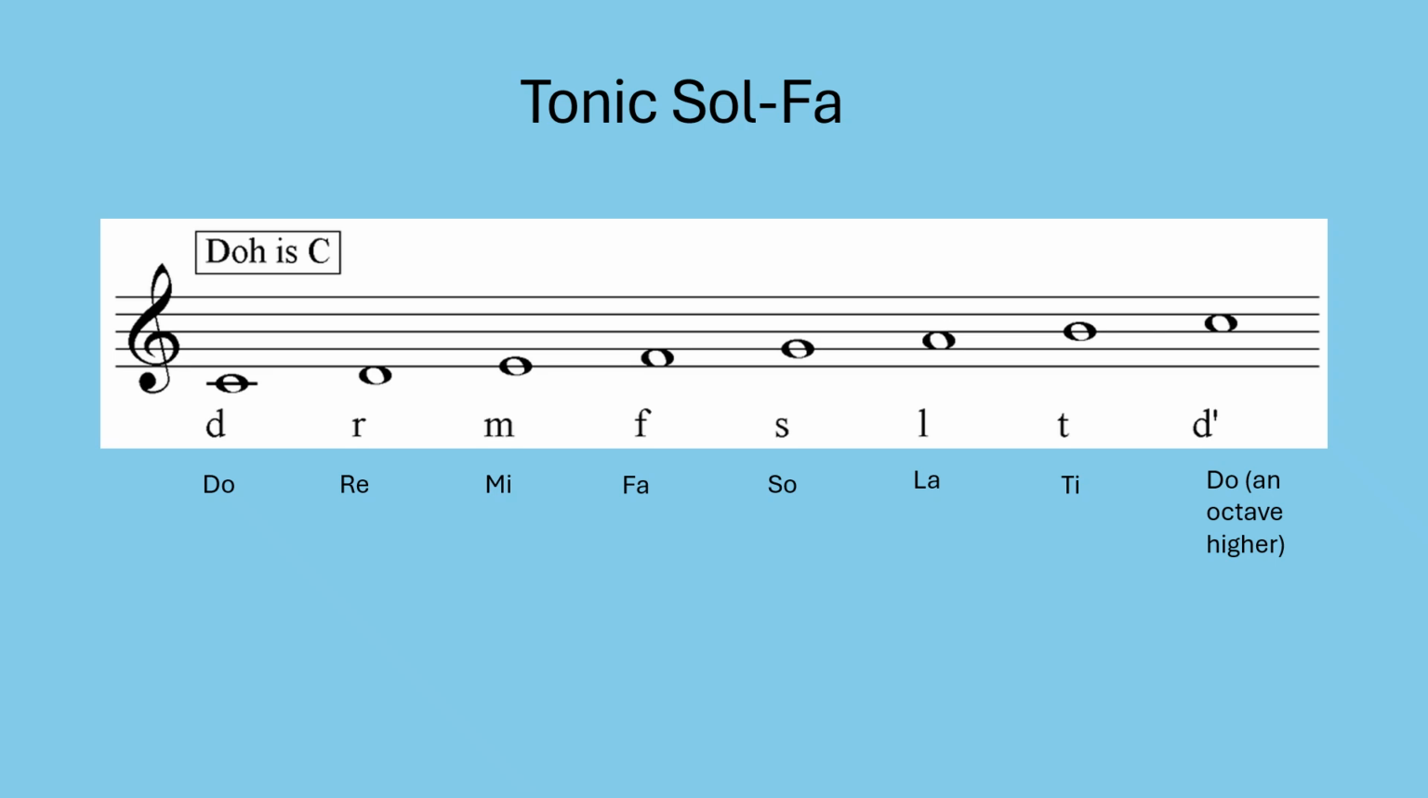The syllables that are used are do, re, mi, fa, so, la, ti, and then do again. These symbols can be used to represent any musical scale. This is an example of me singing a C scale in tonic solfa. Do, re, mi, fa, sol, la, ti, do.